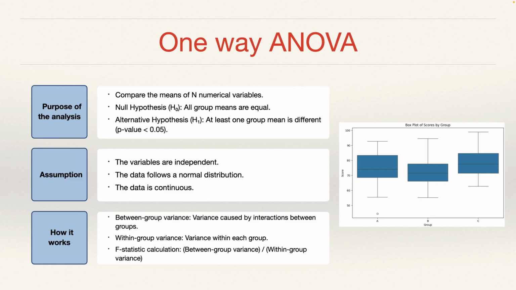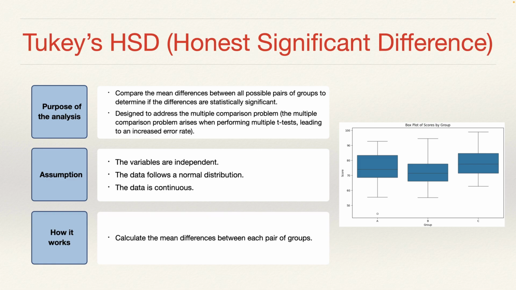But the drawback of ANOVA is that it only tells us whether there's a difference or not, but it doesn't tell us which group differs. And this is where Tukey's honestly significant difference comes in. It's similar to a t-test, but it does multiple comparisons. If you have three groups, as you see on the right, then it would conduct different t-tests between A and B, between A and C, and between B and C.